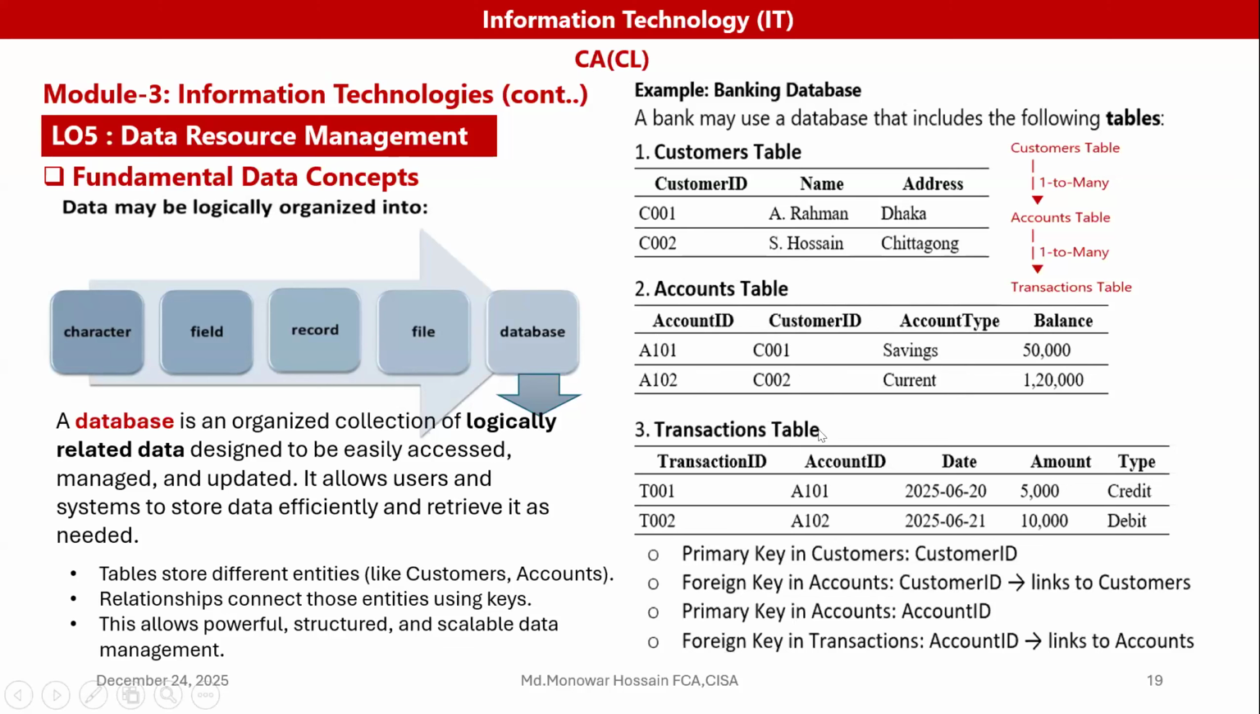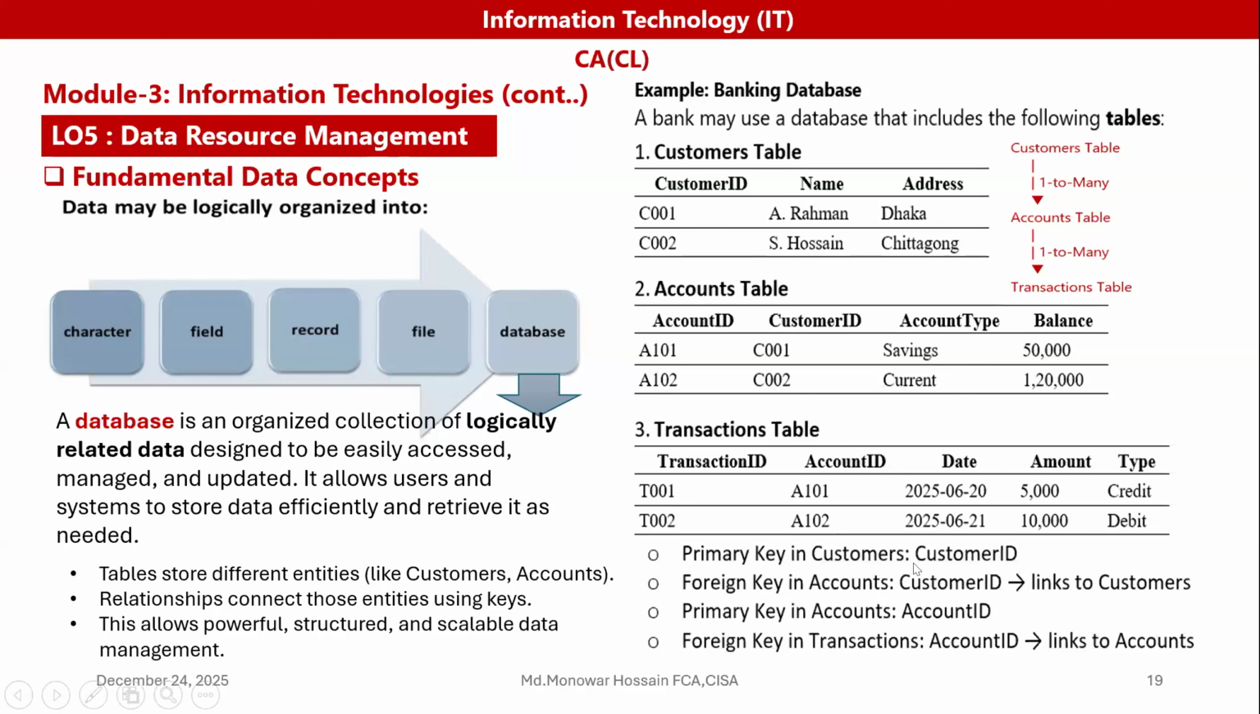And then another one, the transaction table. What type of transaction is going on? Transaction ID. That transaction ID includes which account ID, which customer, who did it, when, how much, and what type of transaction, debit or credit. That means withdraw or deposit. So here the primary key is customer ID. Foreign key, look here, customer table.